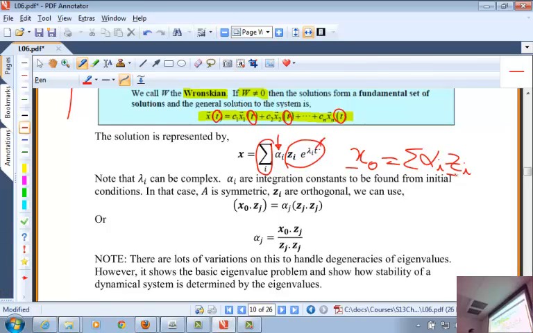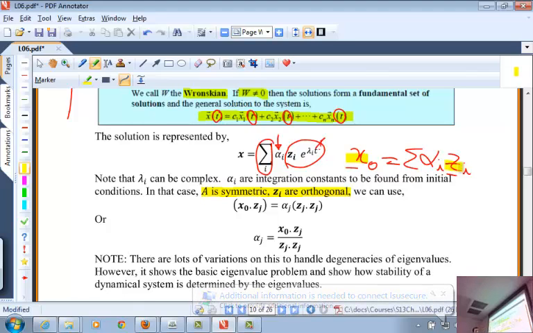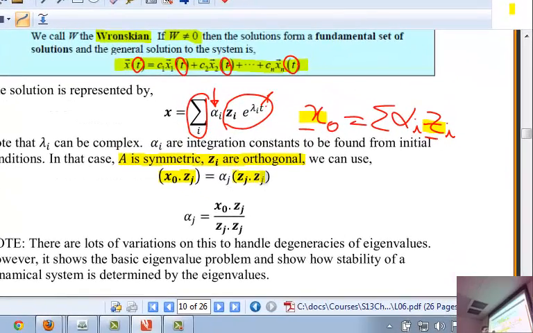So I'm going to use once again the orthogonality of these vectors. A is symmetric and so zi are orthogonal. So take the dot product of the left side and right side with zj. So this is the dot product, x naught times zj. And in the summation, zj dot zi will be equal to 0 because they are all perpendicular to each other. So only when i equals j will you get a non-zero term. Okay, so you can calculate.